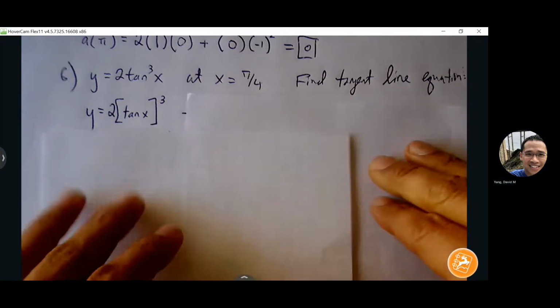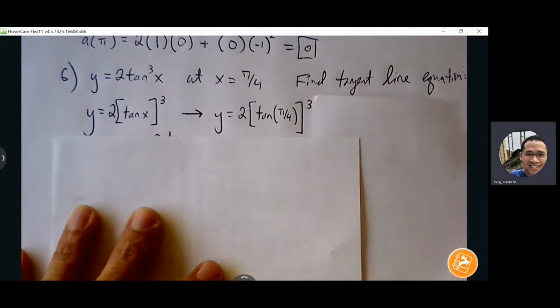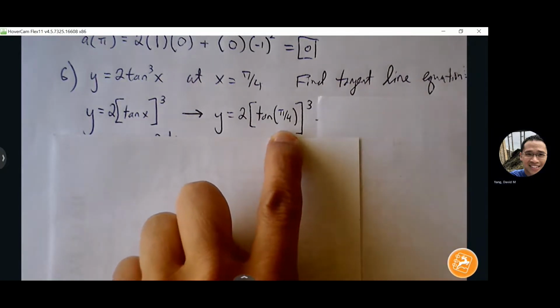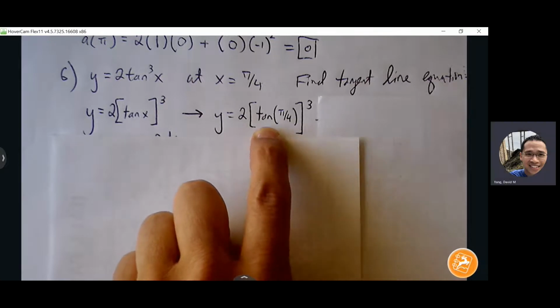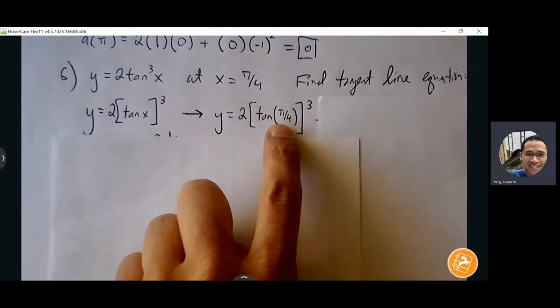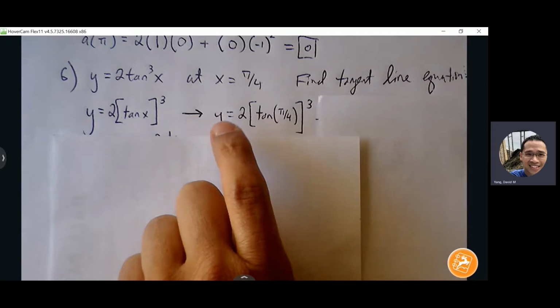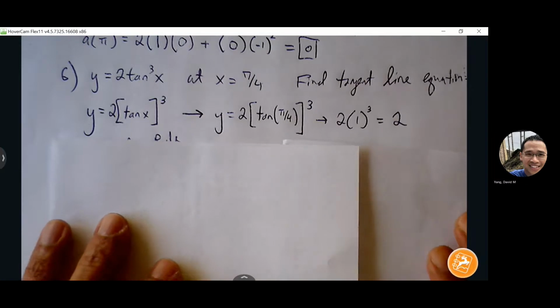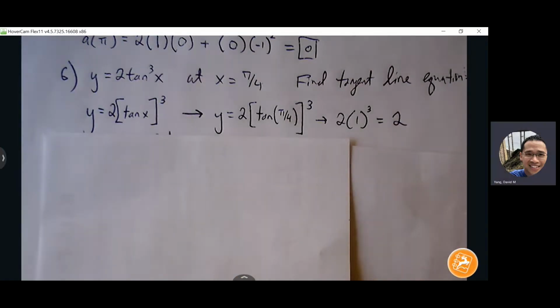So 2 tangent pi over 4 cubed. And what's tangent of pi over 4? Just 1. Okay. And then we do 1 cubed, which is 1, times 2, which is 2. Right. So make sure that you're following order of operations, that you're not doing 2 times 1 and then making it 2 cubed, which is 8. Here, exponents take precedence. We resolve the exponent and then we come back and do the multiplication. Good. We have our ordered pair.